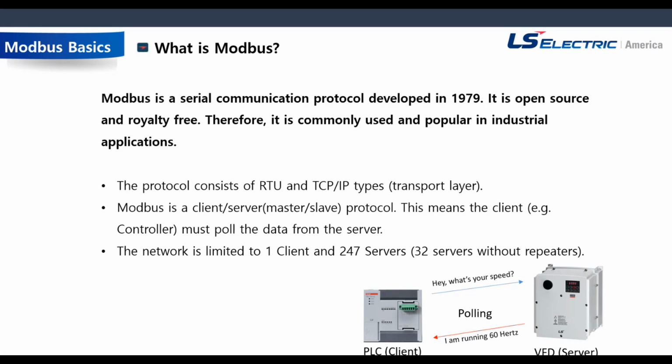So you can actually see on the bottom here, I have this little picture. The PLC is your client, VFD is your server. So the PLC does the polling operation. It's going to say, hey, what's your speed? Then the VFD will reply, I'm running 60 hertz, for example. So that's the polling operation.